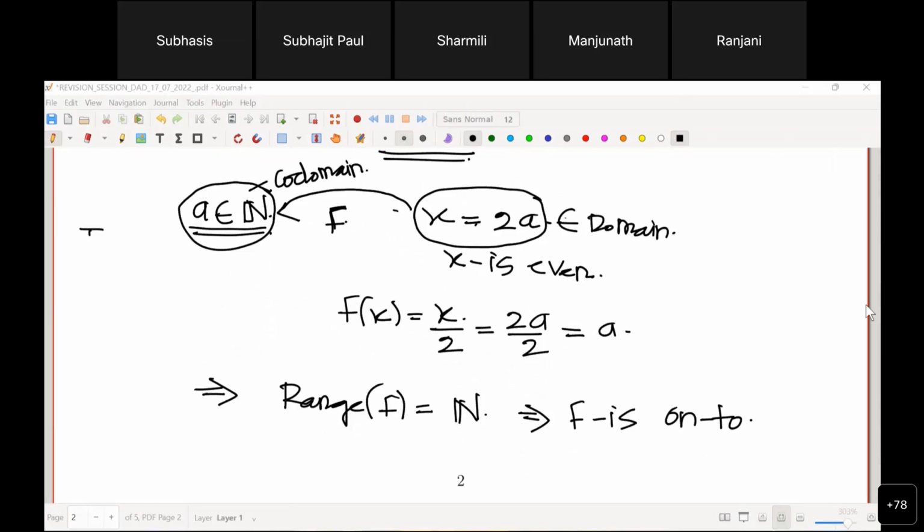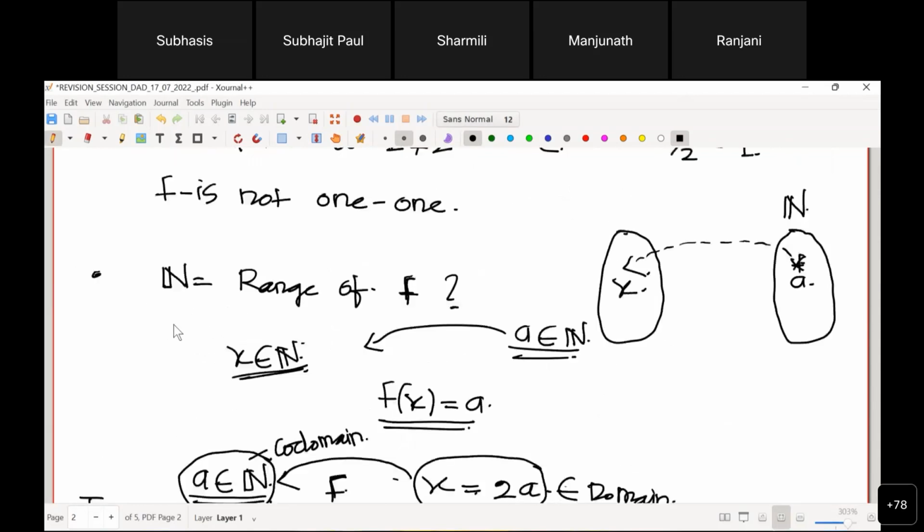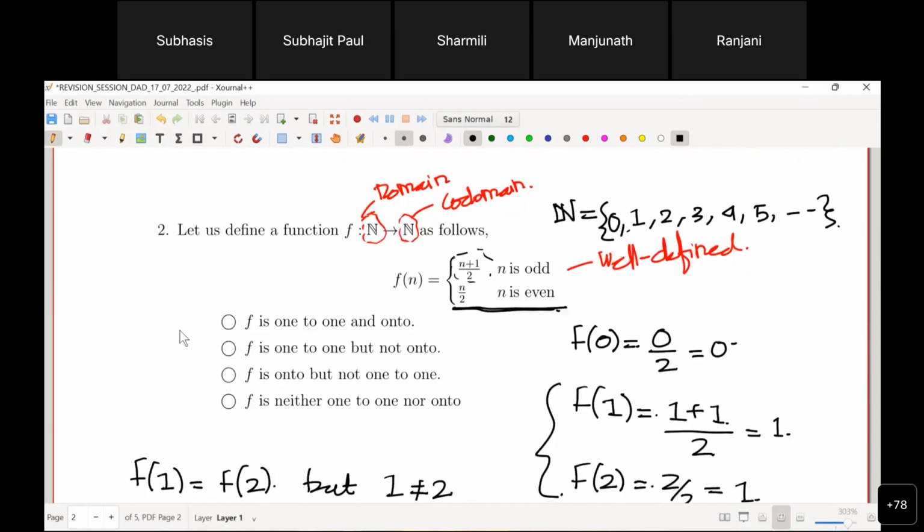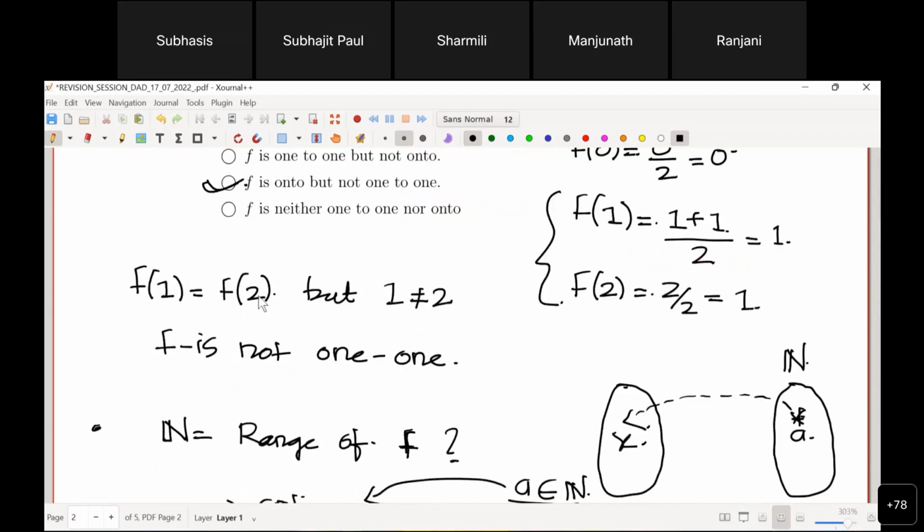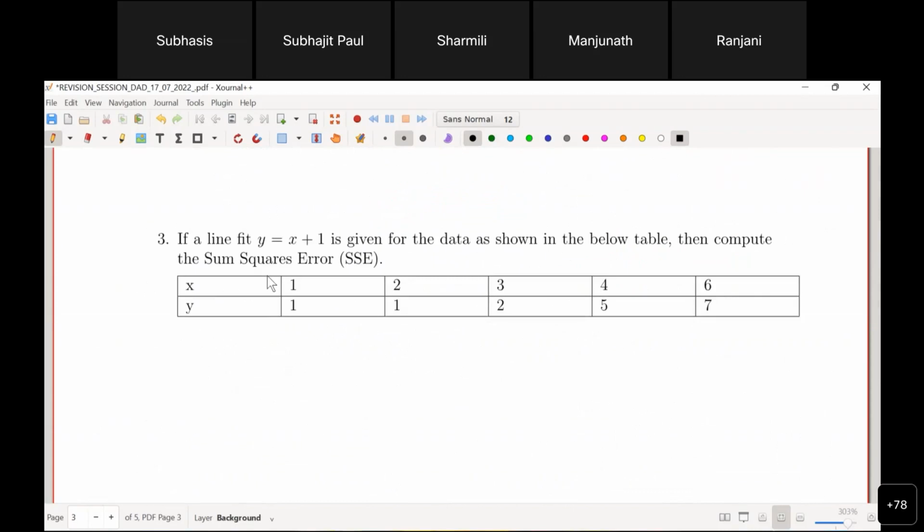Okay, so from here we can say that f is onto. So the third option is correct: f is onto, but f is not 1-1. Okay, so let's go to the next question.